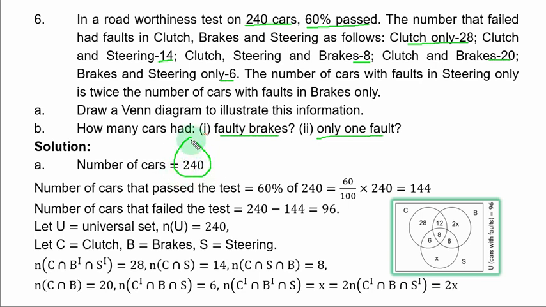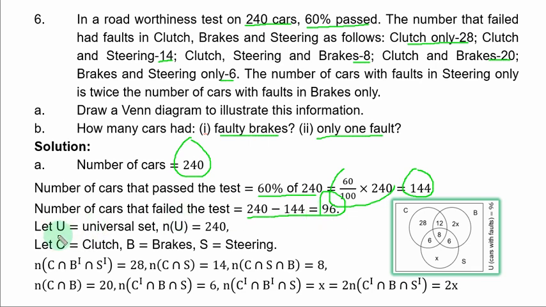240, out of which 60% passed. So therefore, number of cars that passed the test is 60% of 240, that is 60 over 100 times 240, and that gives 144. So therefore, number of cars that failed is equal to number of cars that passed subtracted from total cars tested. That is 240 minus 144, and that is 96 cars that failed the test.